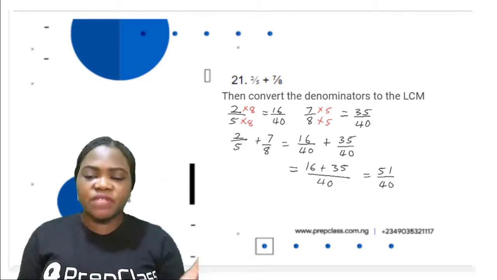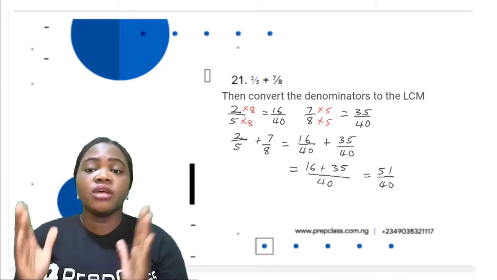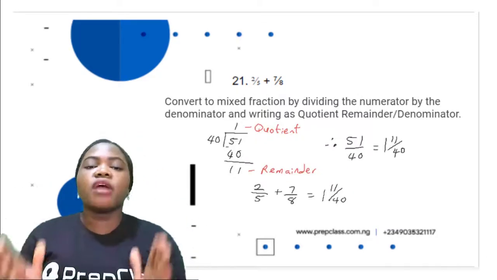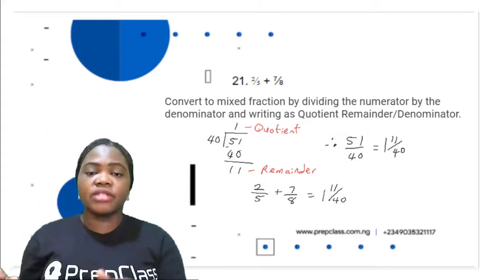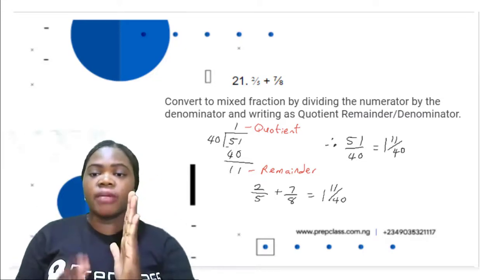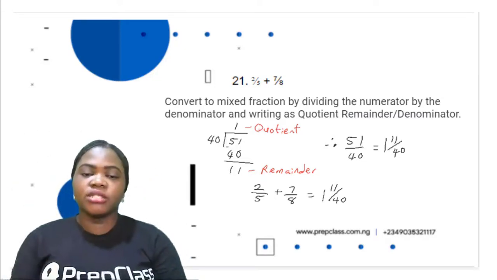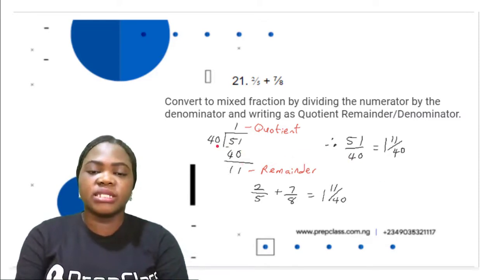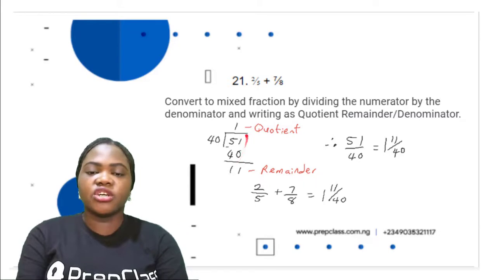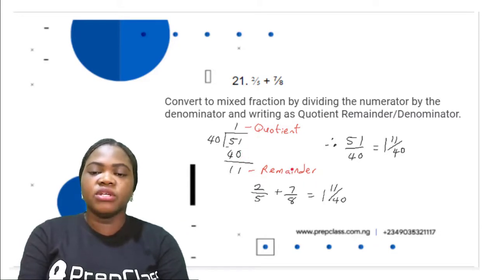All of the options are mixed fractions, so we have to convert this to a mixed fraction. How do we convert to a mixed fraction? We divide the numerator by the denominator and write the quotient as the whole number, and the remainder over the denominator. So let's divide 51 by 40. 51 divided by 40 is 1. 1 times 40 is 40. 51 minus 40 is 11. So the quotient is 1 and the remainder is 11. So 51 over 40 equals 1 whole number, 11 over 40.